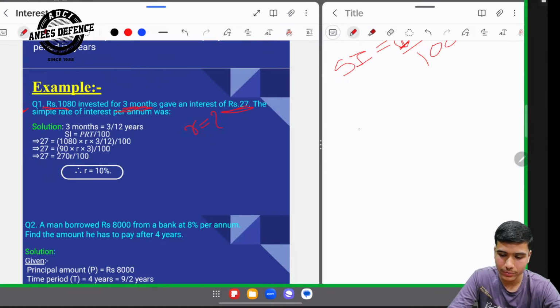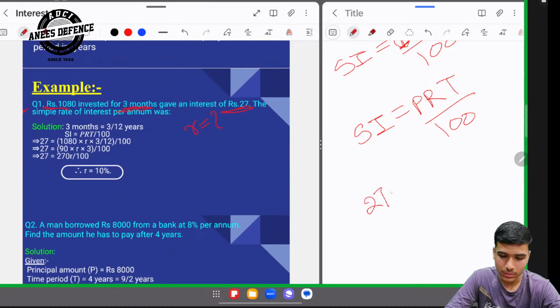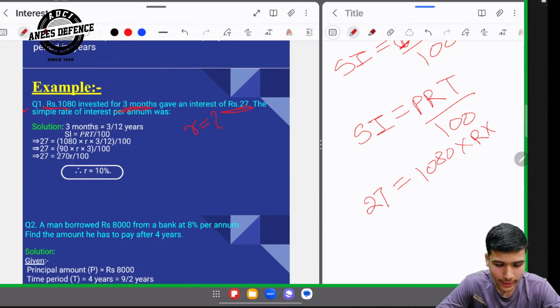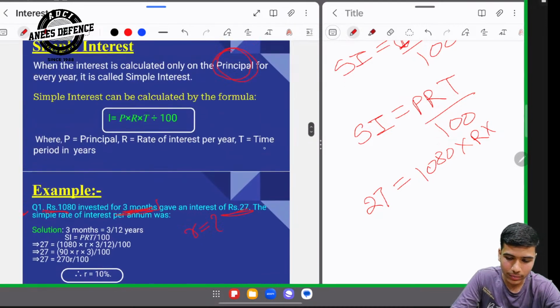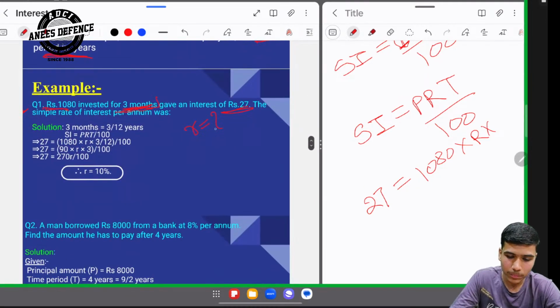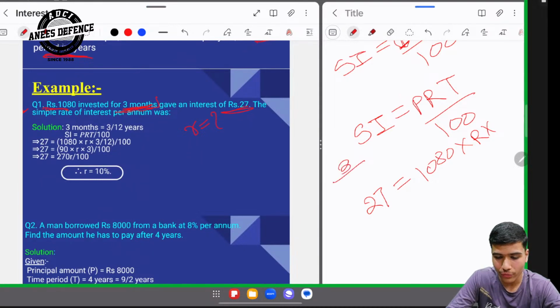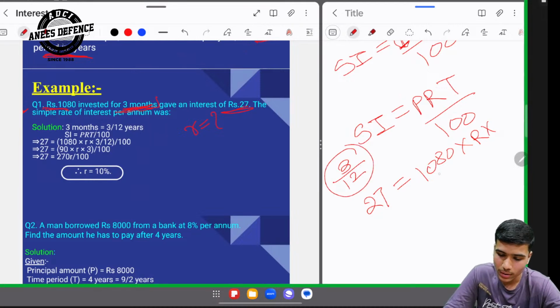So here we have a formula as we discussed. Simple interest is equal to PRT upon 100. Interest is given, 27. Principal is 1080. Rate of interest we have to find, and the time period is 3 months. In the formula the time period is in years, so we have to divide 3 by the total number of months in the year. So we do 3 by 12, that is 1 by 4.